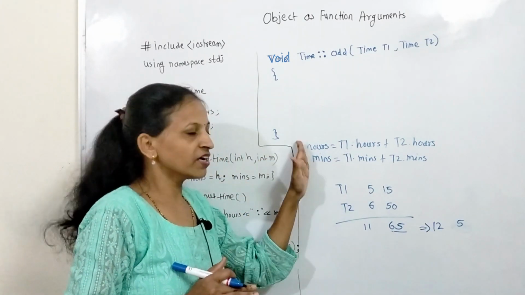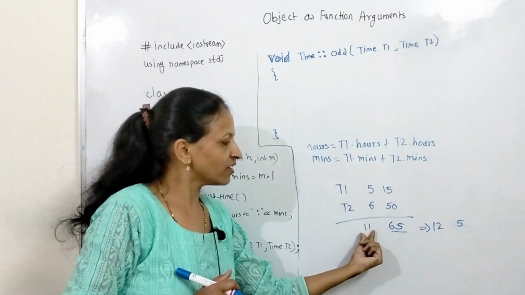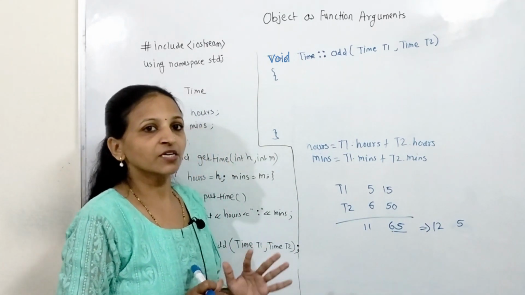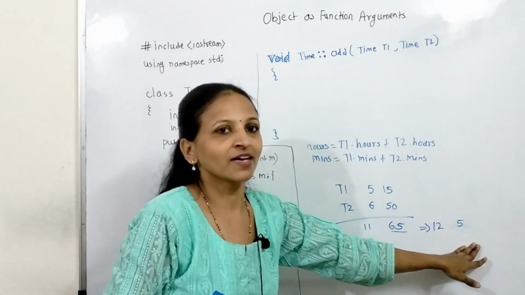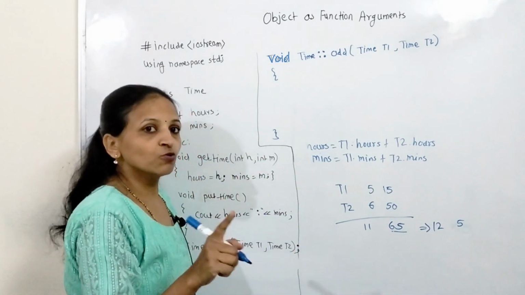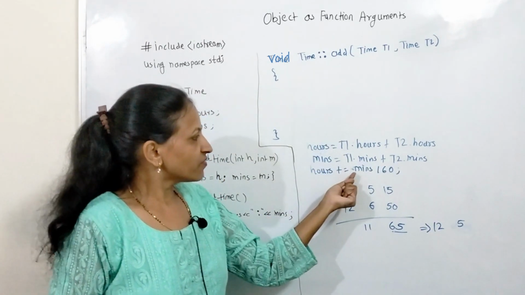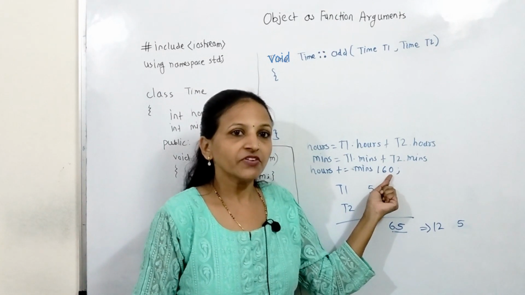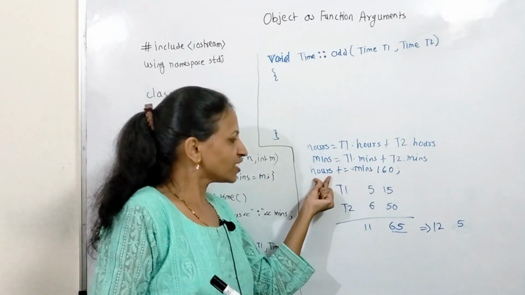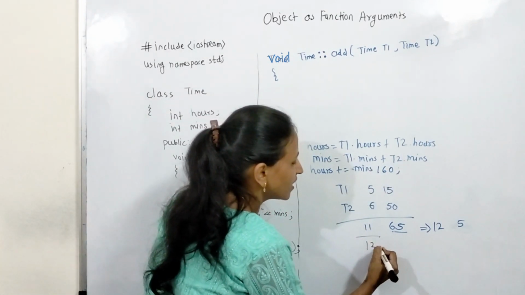But here if we are doing like this, then we will get 11 hours 65 minutes. But those should be perfect, like 12 hours and 5 minutes should be there. After doing this, we can do like this. See, hours plus equal to minutes divided by 60. After minutes divided by 60, we will get value 1, and that will get added to hours. That's why here we will get 12.